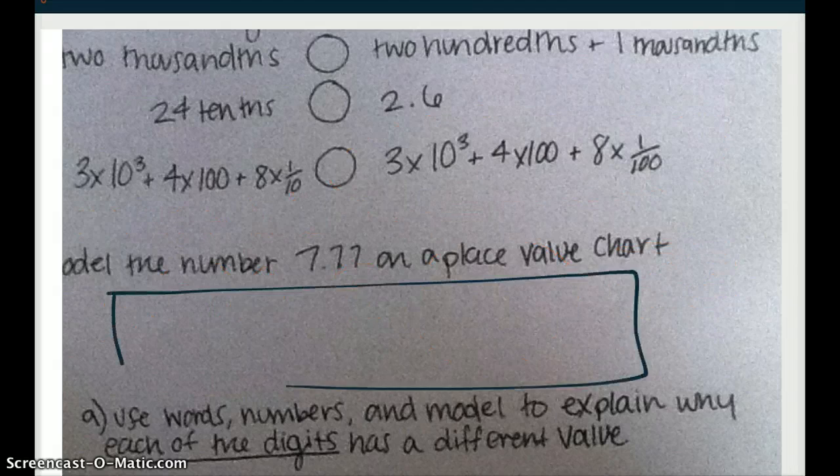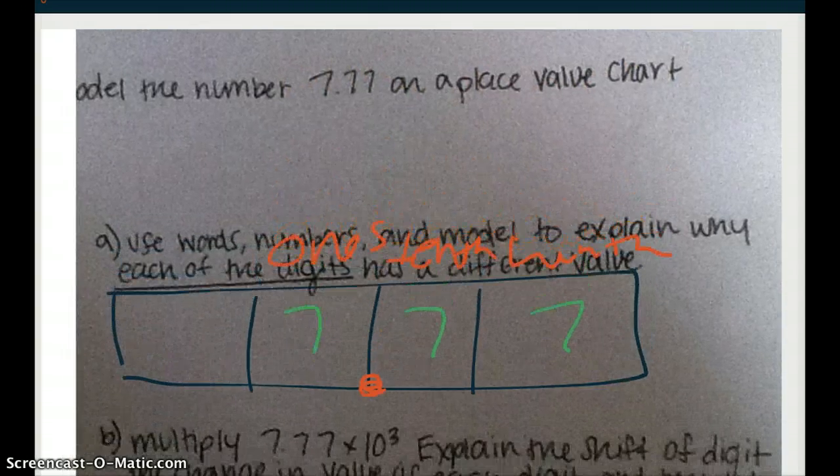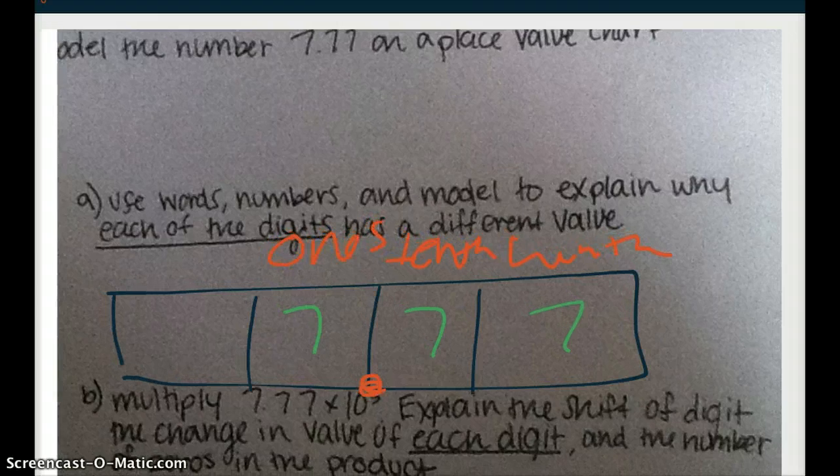Model the number on the place value chart. Make sure you draw your place value chart. Label your decimals, and make sure you label your columns. So this is the ones, this is the 10th, this is the 100th, 7, 7, 7. So those are all the number 7, right? But why? What's different about them? Why do each of these numbers have a different value?